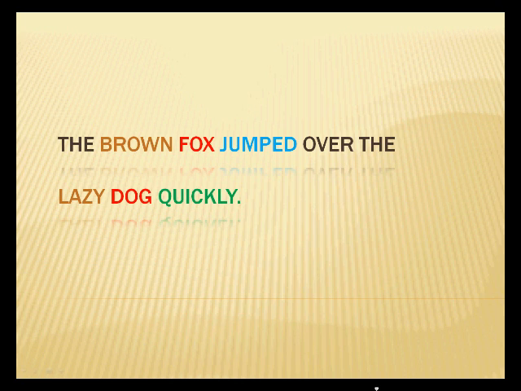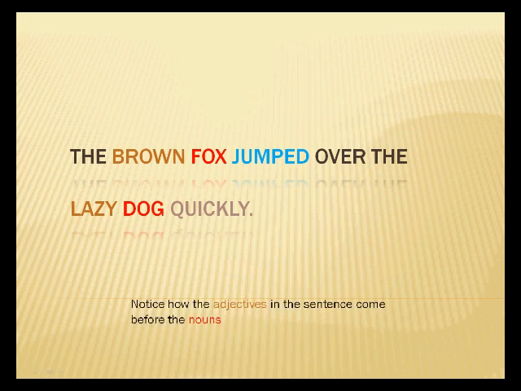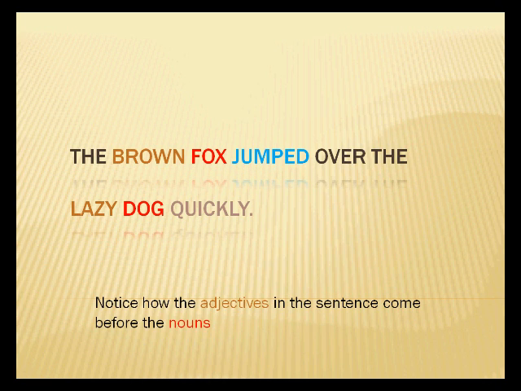to other words. So for example, let's start with the most essential relationship in language, and that is of nouns and verbs. So notice how one of the nouns in the sentence comes before the main verb in the sentence. So again, fox comes before the word jumped. This is describing the action that the fox performed. Notice how the adjectives in the sentence come before the nouns they're describing. So for example, brown and lazy are describing the words that come after them.